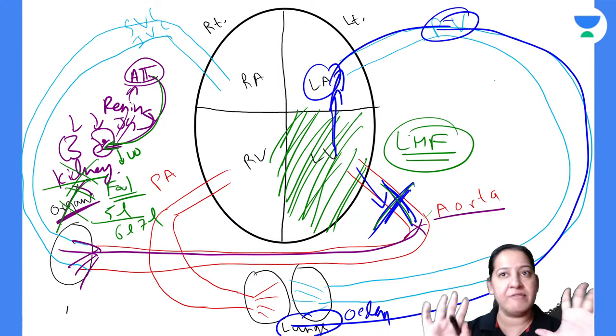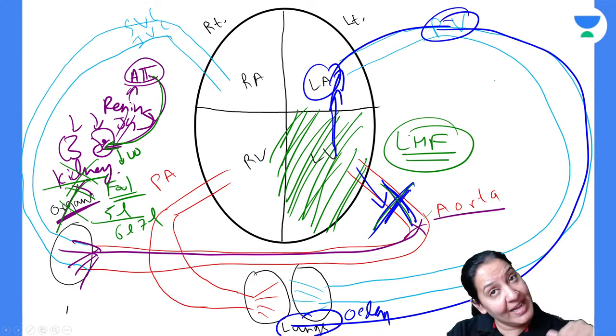During left heart failure, we have sodium water retention in the kidney that will lead to edema.